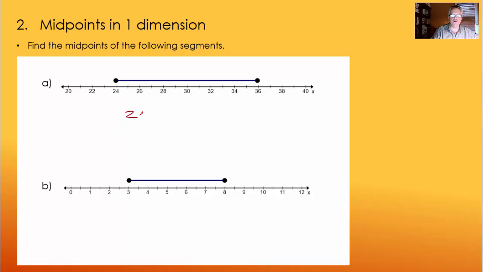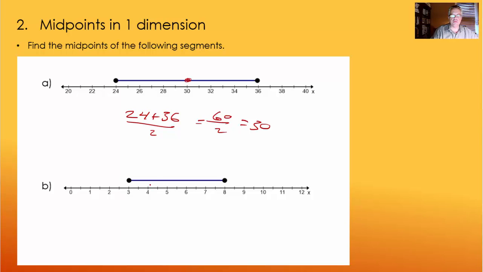So we're going to do 24 plus 36 divided by 2, and that would be 60 divided by 2. And sure enough, it's what I thought. It's 30. I don't want to be able to do this only with a graph, so that's why I want to learn how to do it with averages.